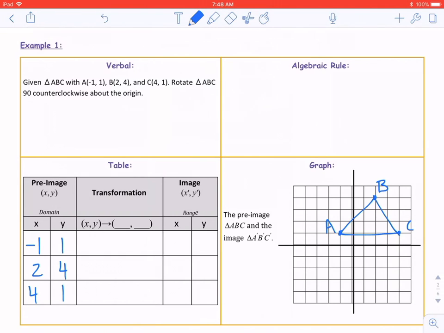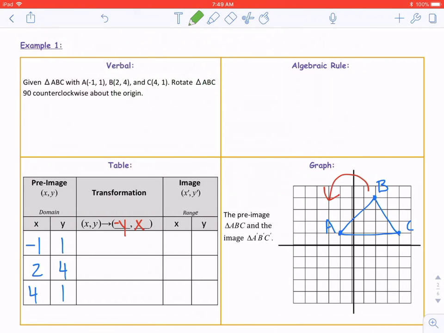Draw my triangle. It said I need to rotate it 90 degrees about the origin counterclockwise. Counterclockwise means I kind of need to go one quadrant over, 90 degrees, in the opposite direction of how a clock would run. And so that means my algebraic rule is (x, y) goes to (-y, x). That's how a 90-degree counterclockwise rotation works for our coordinates. So let's graph that and take a look at it.